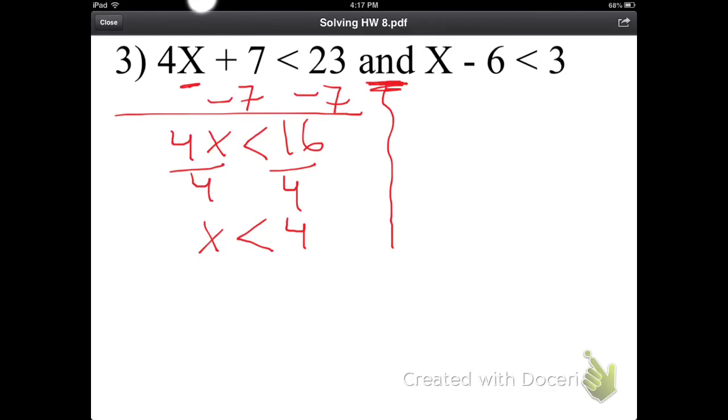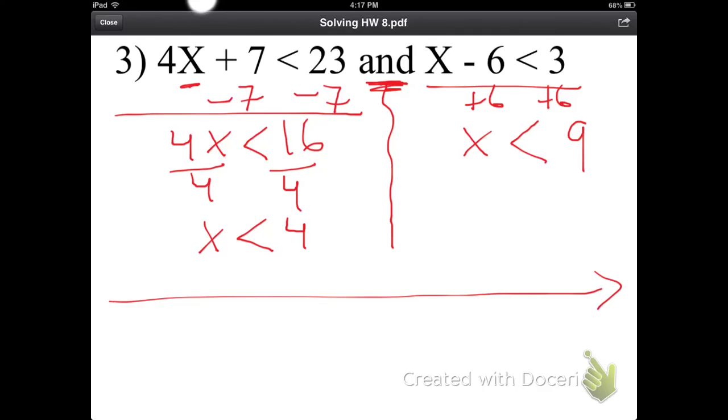Moving to the right side. This one's amazingly simplistic because all we have to do is add 6 to both sides. Because there's nothing in front of that x. And all we're left with is 9 on the right side. So that side is all done.